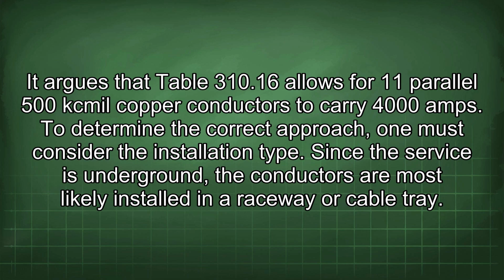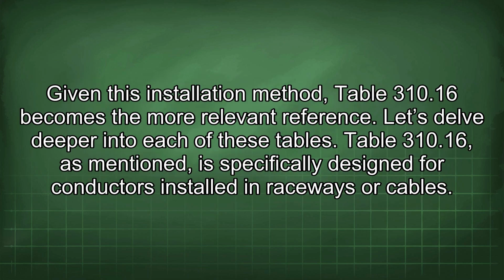To determine the correct approach, one must consider the installation type. Since the service is underground, the conductors are most likely installed in a raceway or cable tray. Given this installation method, Table 310.16 becomes the more relevant reference. Let's delve deeper into each of these tables.